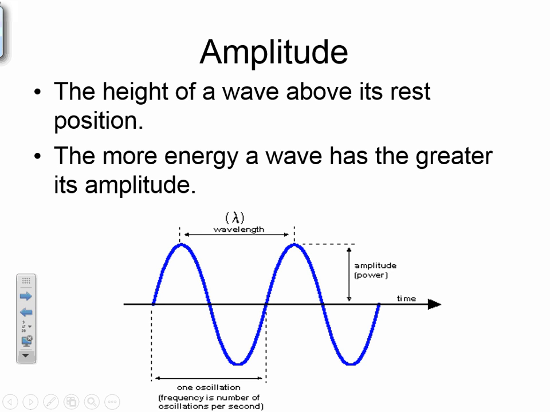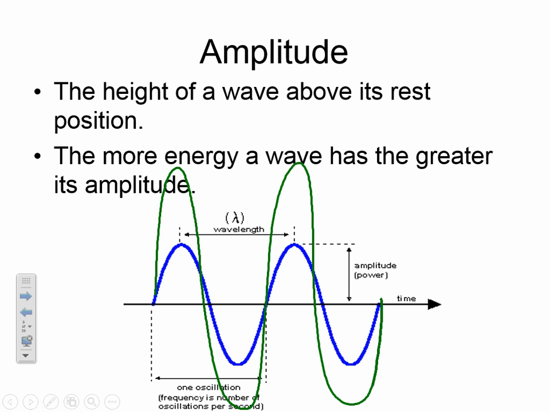The more energy a wave has, the higher its amplitude. So you have the wave in blue. I'm going to give you the same exact wavelength and frequency, but I'm going to give you a higher amplitude in green. So the green wave has more energy, whereas I'm going to do a red wave, which has less energy, because its amplitude's not the same.